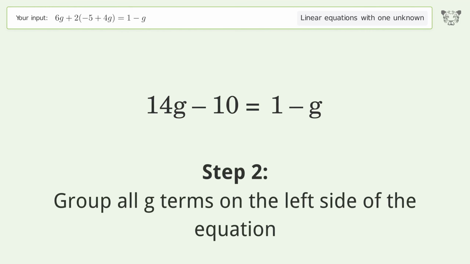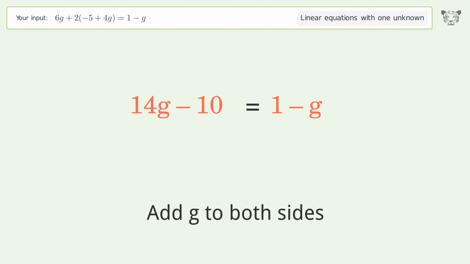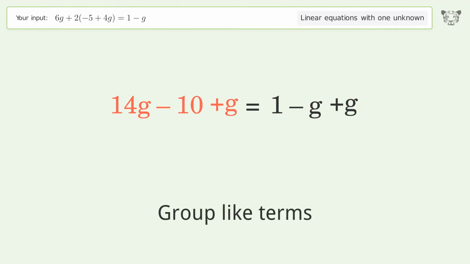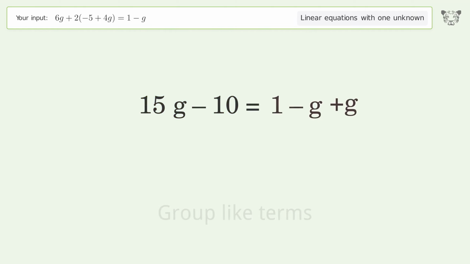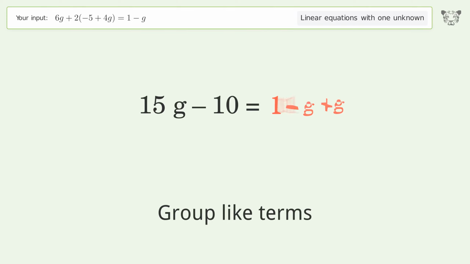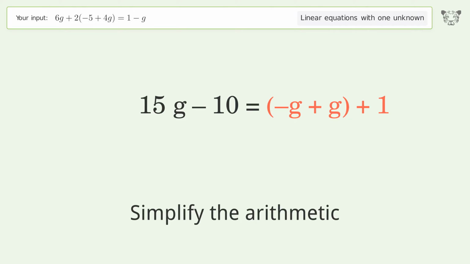Group all g terms on the left side of the equation. Add g to both sides. Group like terms. Simplify the arithmetic. Group like terms. Simplify the arithmetic.